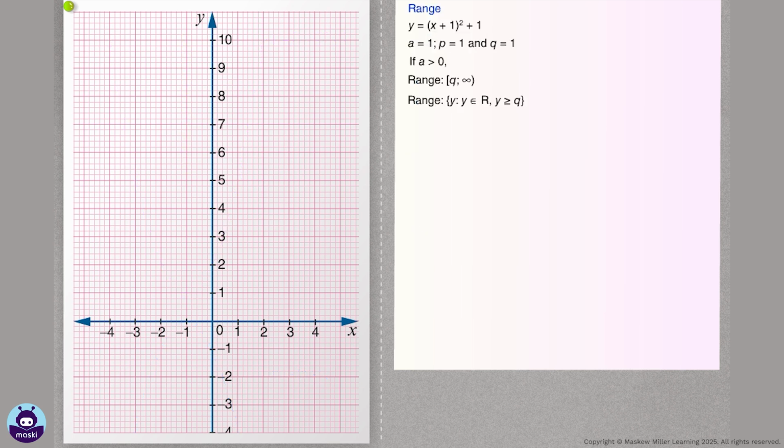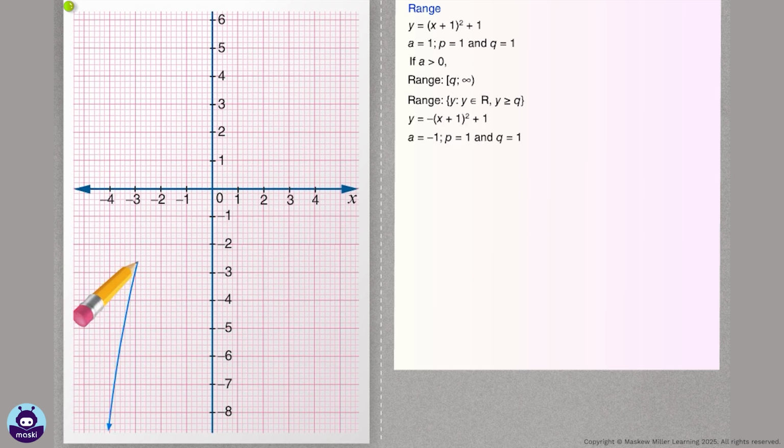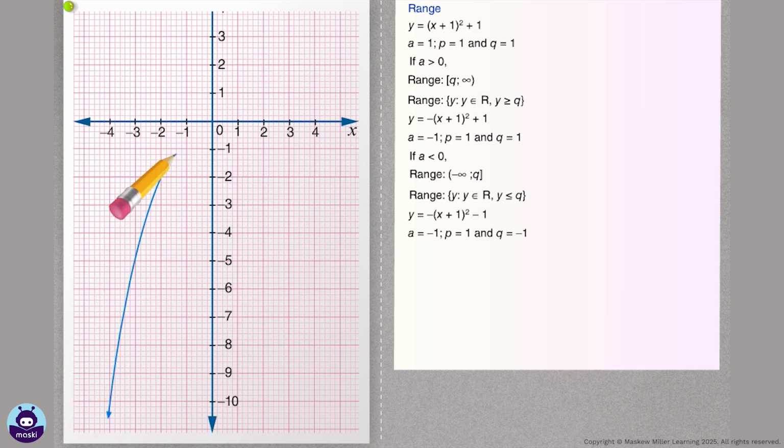What will the range be if any one, two, or all three of a, p, and q are negative? Consider another parabola with negative value of a and positive values of p and q. If a less than 0, the range of the function is the open interval, closed interval negative infinity, q. It can also be written in set notation as: The two rules would apply when q is also negative.